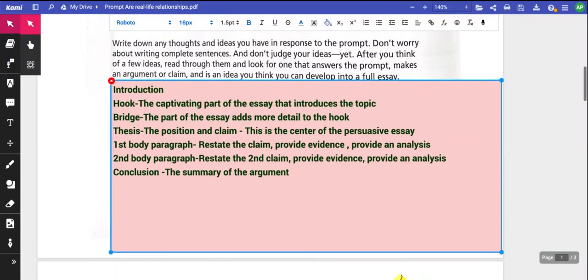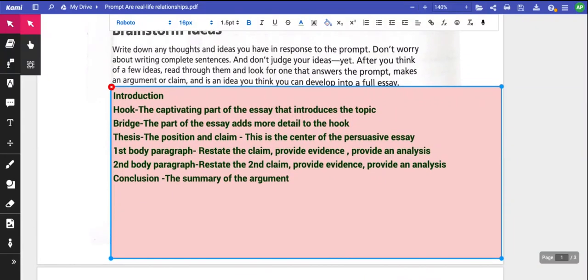Hey y'all, it is virtual Miss A, and today we're going to be revisiting some persuasive writing tips to help you feel more confident and ready for your test on Thursday.